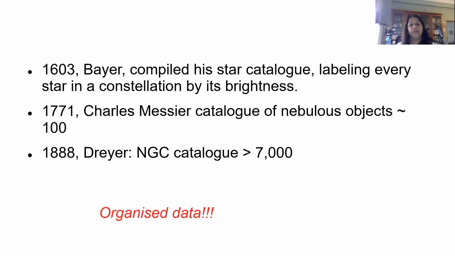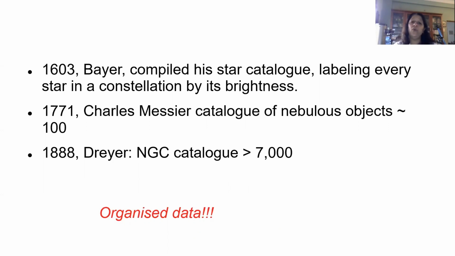So in 1603, Bayer made a catalog labeling every star in a constellation by its brightness. So what he did is he identified constellations. The brightest star, he called alpha. The next one, he called beta. Then he called it gamma. So in that way, for every constellation, he named alpha, beta, gamma, etc., and named every star in the constellation.